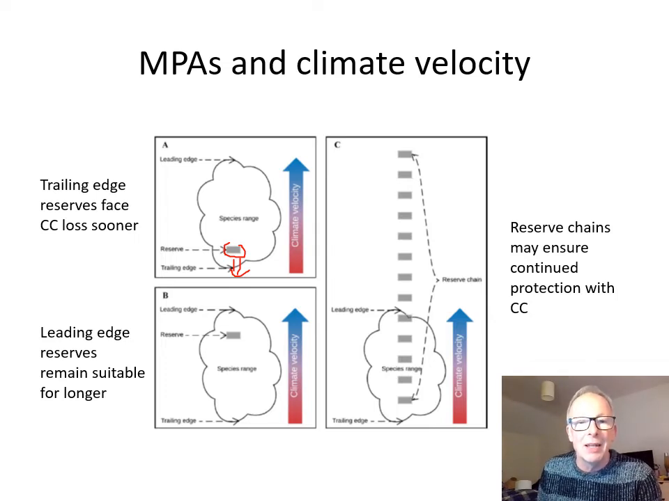Whereas if it's at the leading edge of the distribution range, there's a lot longer for climate to change before the reserve exits from the bottom there. And a neat option, if it were possible, probably requiring international cooperation, is to set up essentially a chain of reserves, and those might ensure continued protection.